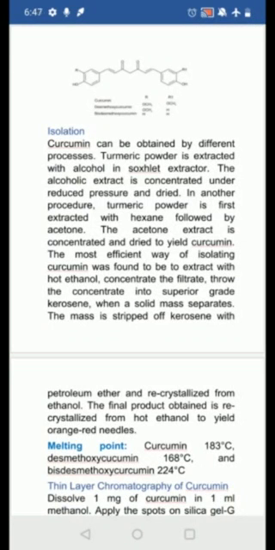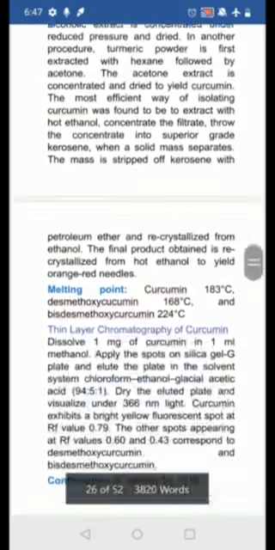And in another method, again you go with the extraction with ethanol, and we filter. Then you take out the ethanolic extract and you pour it on the superior grade kerosene. Then it forms a mass on the kerosene layer. That kerosene layer you take out and wash with petroleum ether, and you are going to get the orange red crystals of the curcumin.